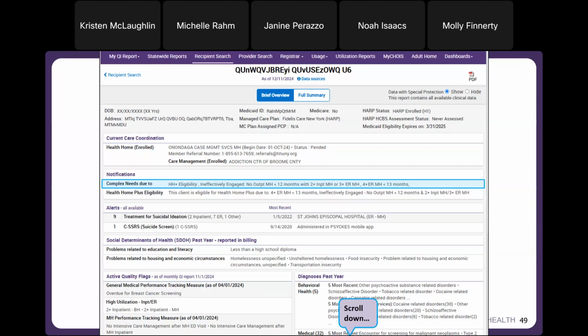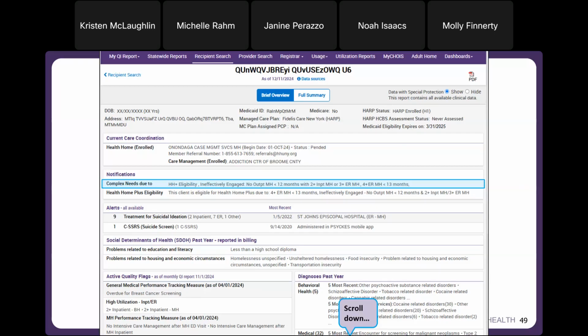Here, what's highlighted is that this is an individual with complex needs, and I can see why. Not only are they Health Home Plus eligible, but they're an ineffectively engaged individual, and they also have 4 or more ER mental health services in the past year. So here's an example of what I can see on the brief. I can see that they're Health Home enrolled. I can see their eligibilities. I can see their alerts.